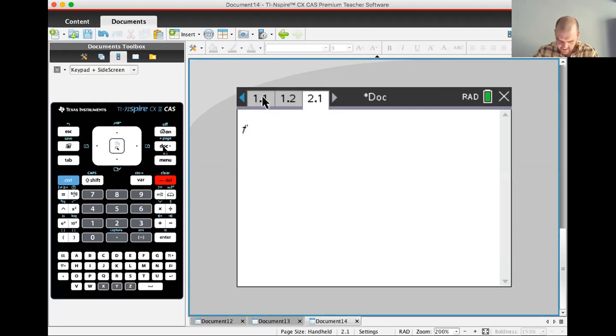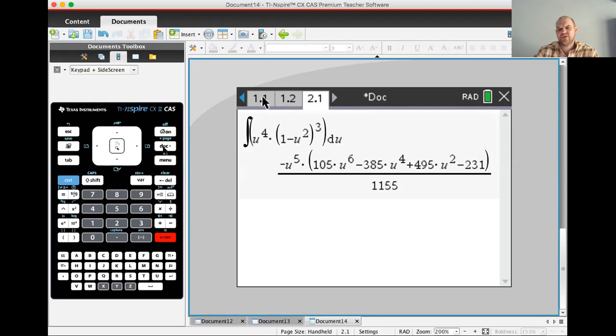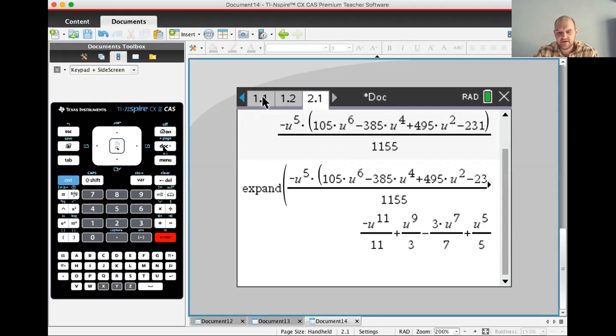What can we do here? How about this? Let's do the integral. I'm gonna fake check. The integral of u to the fourth times 1 minus u squared. Because I think it's just as interesting to work out how to check as it is to do anything else. Oh my god, expand that. Okay, minus 1/11 u to the 11th, 1/3 u to the 9th, negative 3/7 u to the 7th, 1/5 u to the 5th. I'm gonna say that we got that right because just let u equal sine of x, and that's what we got.